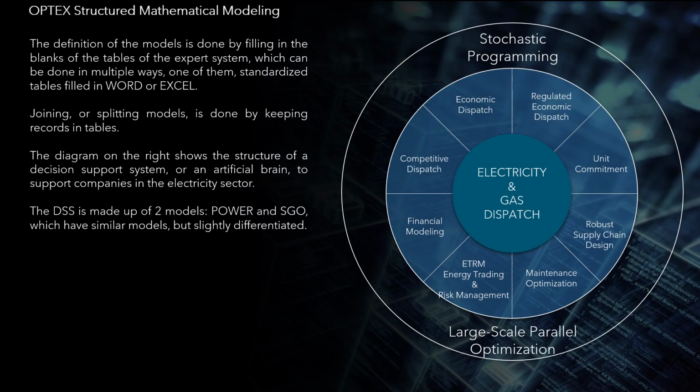The definition of the models is done by filling in the blanks of the tables of the expert system, which can be done in multiple ways. One of them, standardized tables filled in Word or Excel. Joining, or splitting models, is done by keeping records in tables. The diagram on the right shows the structure of a decision support system, or an artificial brain, to support companies in the electricity sector.